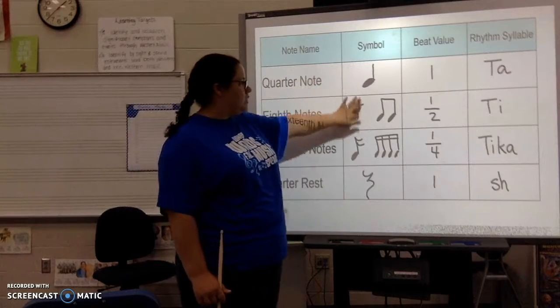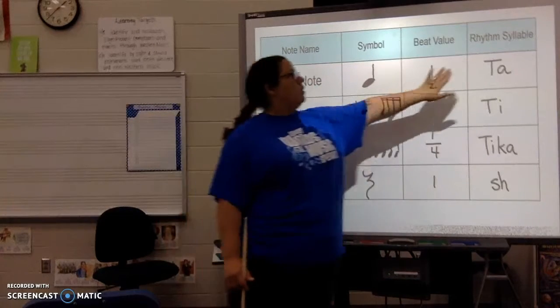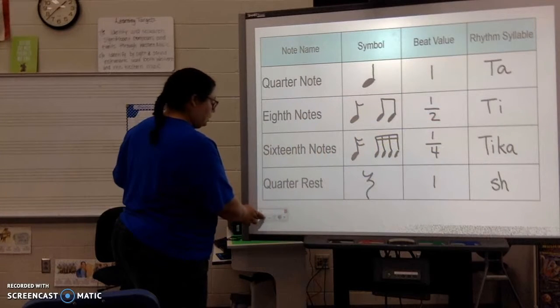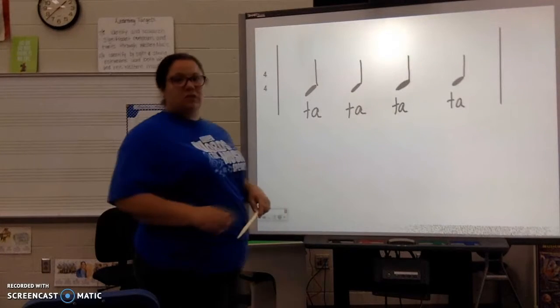So we have all of our names. This is our notation here, and here are our rhythm syllables. Okay? So let's move on. Let's practice each one of these. Let's start with the quarter note.